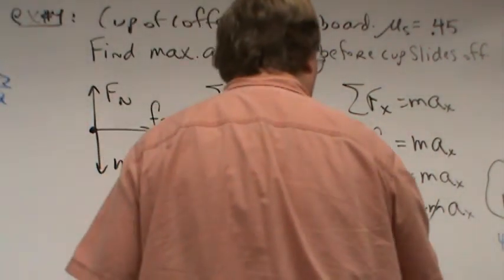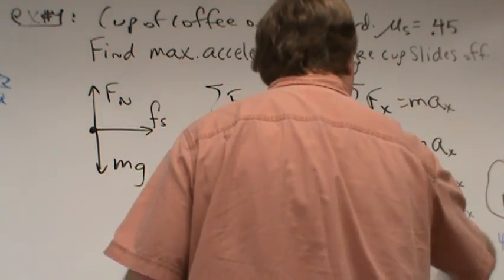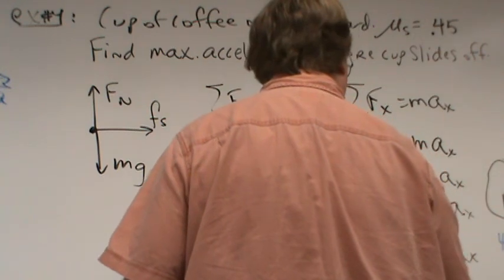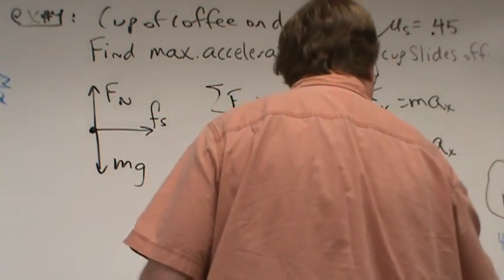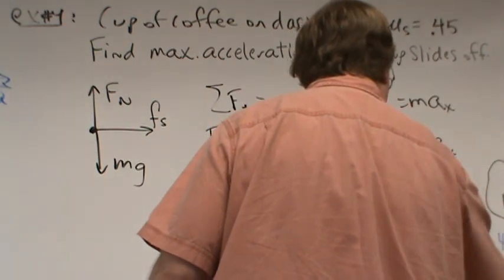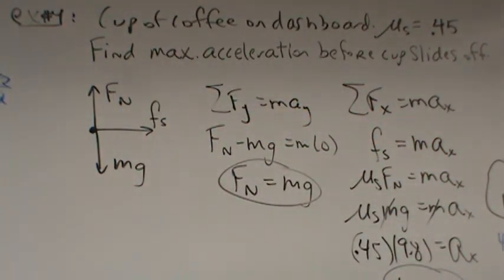And so you end up with 0.45 times 9.8 equaling a sub x, which was like 4.4 or something. So as long as you keep your acceleration below 4.4, you'll be fine. Go as fast as you want.